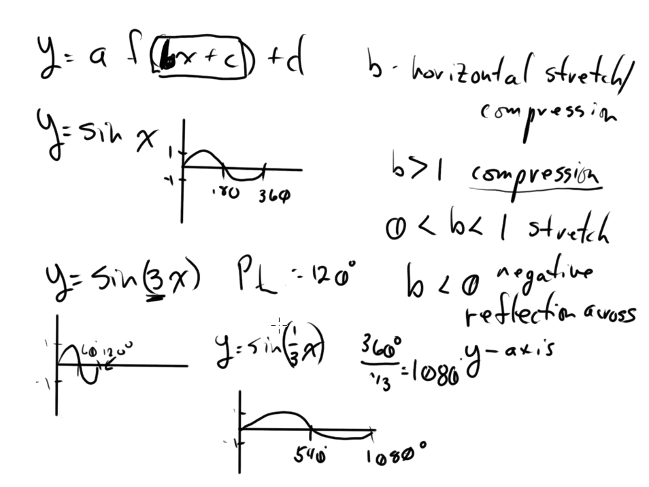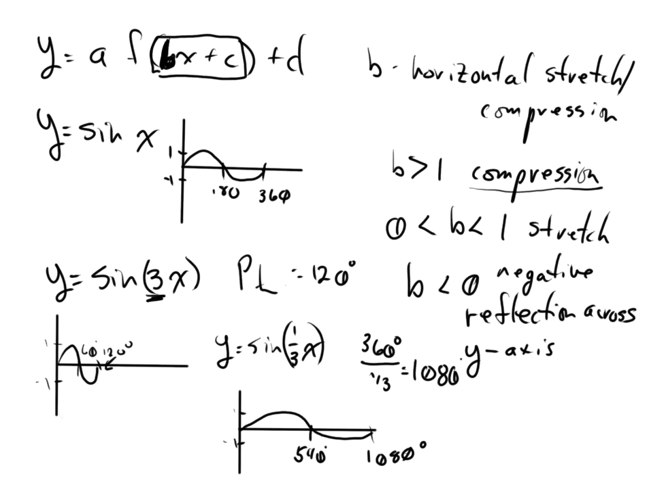Okay, so what we've got there is that the B value is our accordion variable. It's going to either affect a stretch or a compression according to whether it's greater than 1 or less than 1. And if it's 1, of course, it's not going to change anything whatsoever.